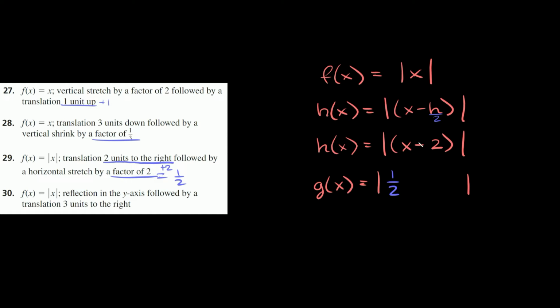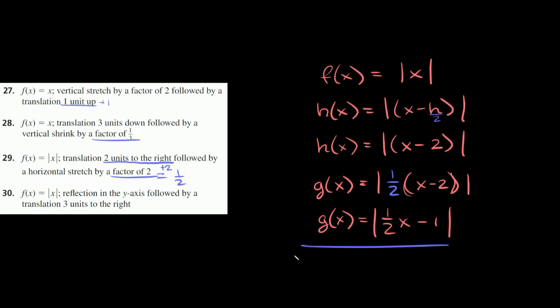Now, here x is actually not by itself, right? It's grouped with this minus 2. So in this case, we're going to have to multiply this 1/2 by x minus 2 like that. So then g of x is going to be equal to this 1/2. We can distribute it into these parentheses right here. So it's going to be equal to the absolute value of 1/2 x minus 1.